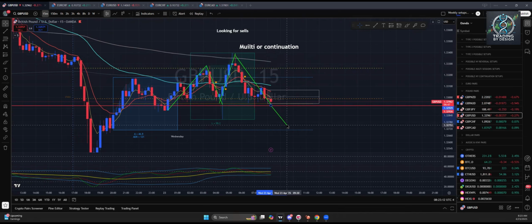I would also like to see price drop down to the Asian range, coming right back up to at least the middle of the Asian range, making this a continuation trade. Most likely that won't happen, but if it does happen, I would like to see that happening around 9:30, between 9:30 to 10:30.